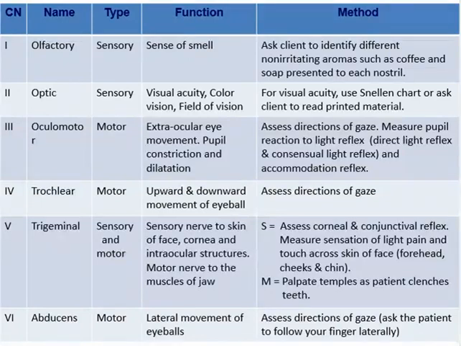Fourth comes the trochlear nerve. It is motor in type. It functions for upward and downward movement of the eyeball. To assess this, assess directions of gaze.